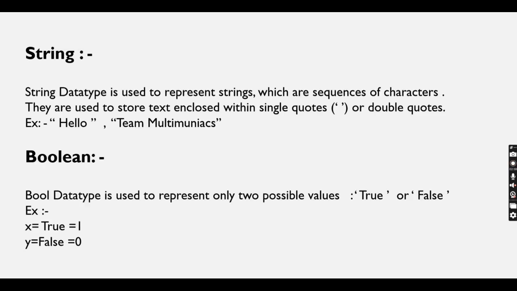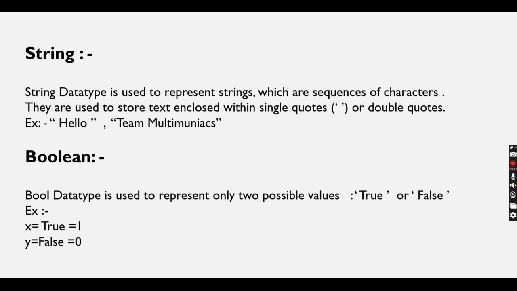The next one is the string. The string data type is used to represent strings, which are sequences of characters. They are used to store text enclosed within single quotes or double quotes, as the example given here, hello and Team MultiManiacs, right? Here you can perform various operations on strings, such as concatenation, that is the joining of strings, which we are going to learn further. Then we can do slicing of strings, meaning extracting portions of strings, and formatting also, which we will learn further.